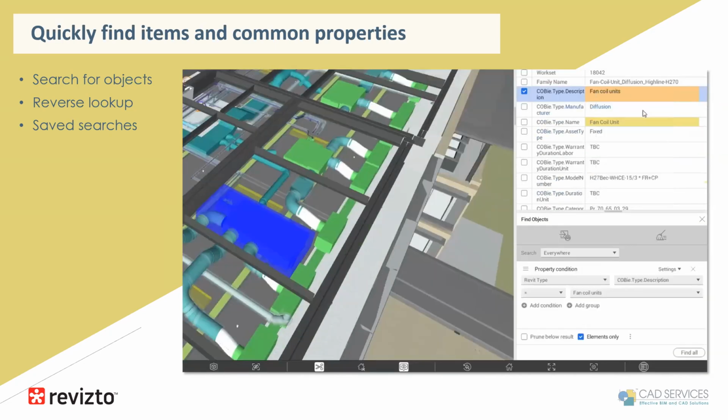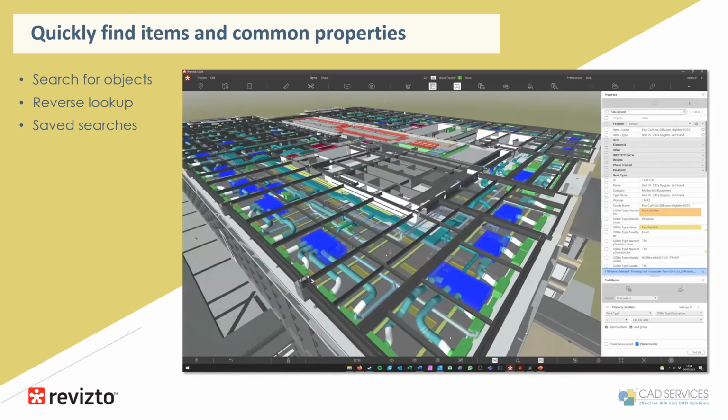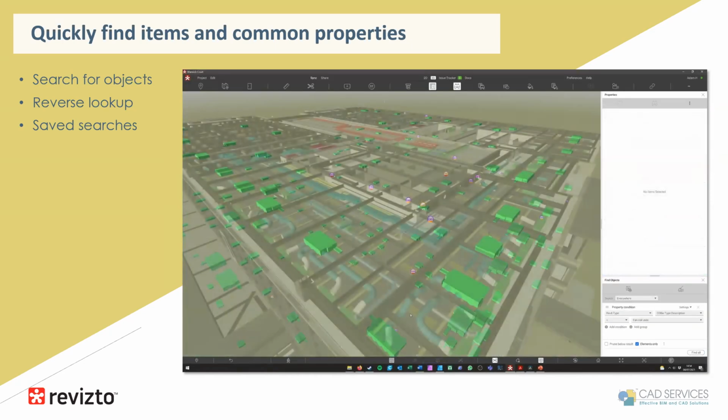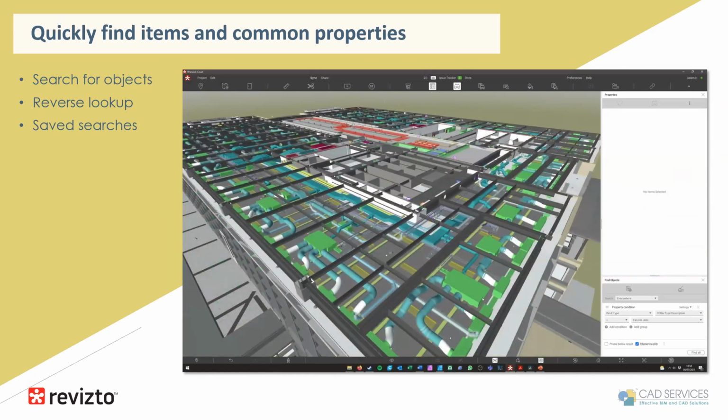Revizto has a fantastic reverse lookup feature where we can double click on any item to bring up all of its embedded data. We can then right click on a particular property and create a search, finding all items with that same property. It's very quick and easy to use.